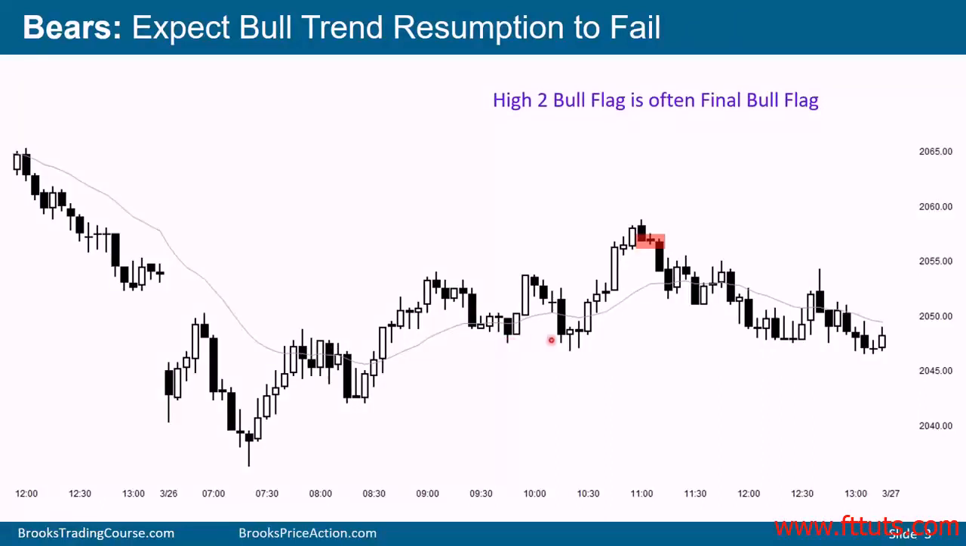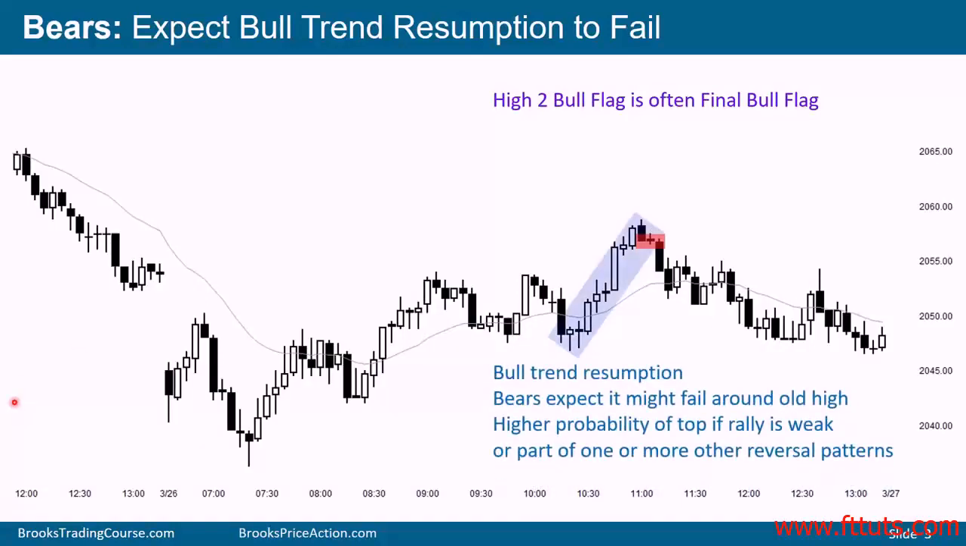We have a double bottom bull flag. Every double bottom is a high 2. So a bull trend, bull breakout, pullback, resumption, a double bottom, slightly lower low. And when you get a double bottom bull flag, a high 2 bull flag, 20 or more bars into a bull trend, late in a bull trend, you have to be thinking that the next leg up might be the final leg and that the high 2 bull flag might become the final bull flag.